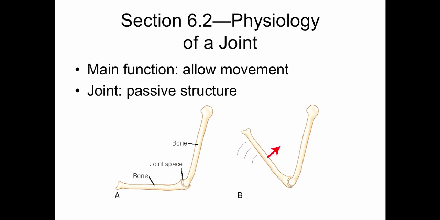The main function of a joint is to allow movement, and the word allow must be emphasized here. Joints do not create movement. That's the job of muscles. Joints are passive structures, and ligaments and joint capsules limit movement.